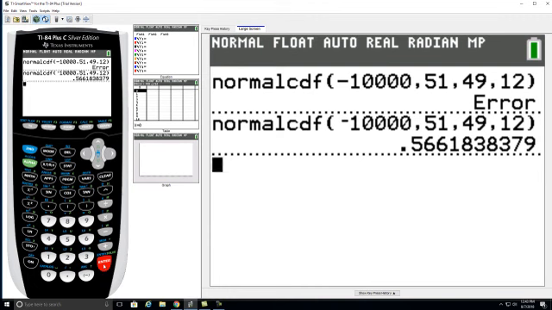And there we have it. This concludes the video tutorial showing you how to use the normal CDF function using the TI-83 and TI-84.